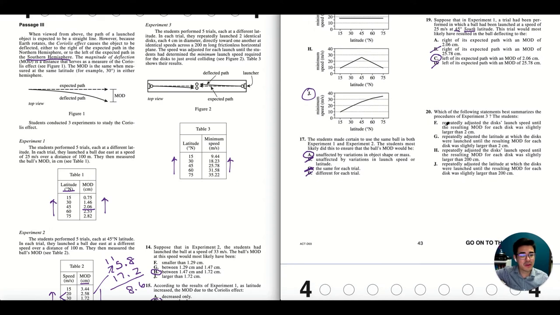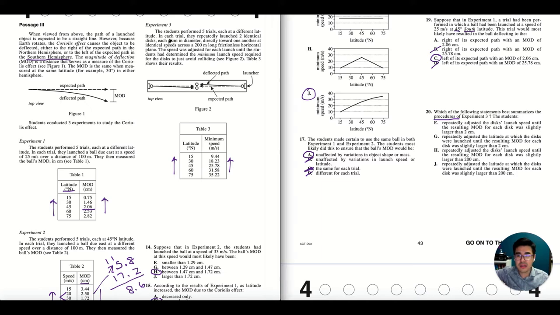Okay, number 20. Which of the following best summarizes the procedures of experiment 3? The students, what? They're measuring latitude. The procedures, though. Procedures, the table 3 would be the result. So procedures means I have to read the beginning. They perform 5 trials, each at different latitudes. In each trial, they repeatedly launch 2 identical disks, each 4 centimeters in diameter, directly towards each other at identical speeds across a 200-meter long frictionless table. The speed was adjusted for each launch until the students had determined the minimum launch speed required.